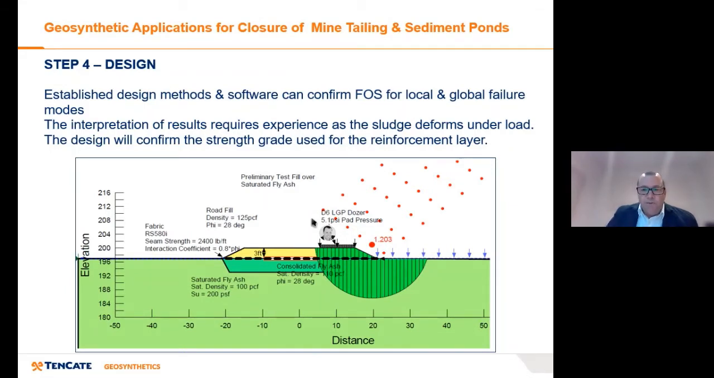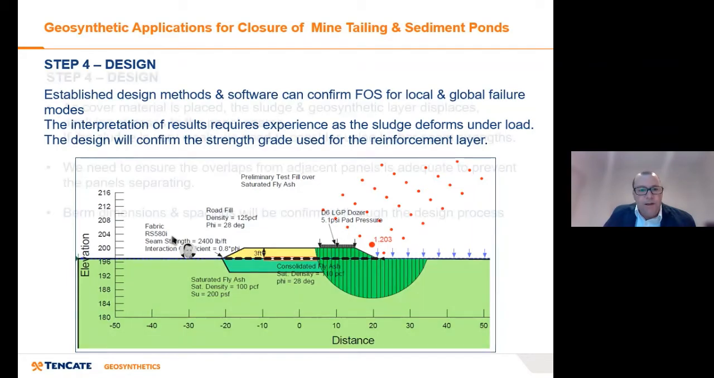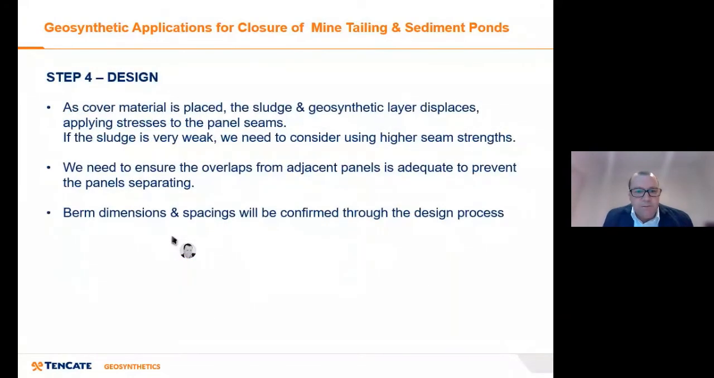So you want to be looking for the local and global failure, and in this case you've got a fly ash pond. You've got a 1 metre thick layer using a woven, in this case an RS 580i. You've got your dozer on top, and essentially you're checking that you've got the right factors of safety. The key point is that there are established methods for this, and they're laid out in those papers, and you can support that with your own checks through software.